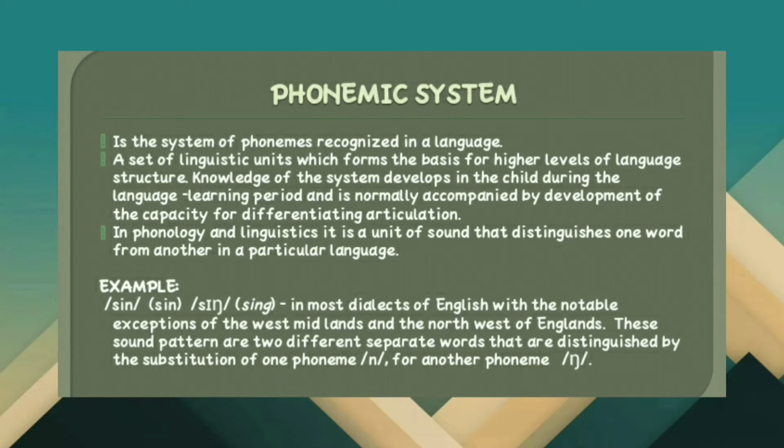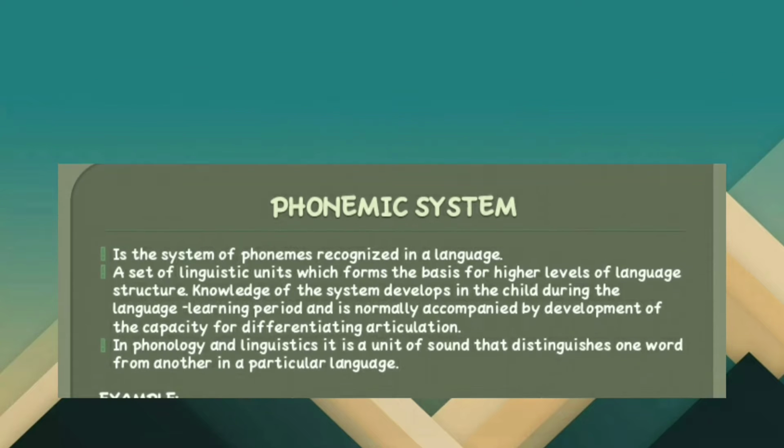In phonology and linguistics, a phoneme is a unit of sound that distinguishes one word from another in a particular language. An example is the word sing, which has different pronunciations in the IPA in most dialects of English, with the notable exceptions of the West Midlands and the Northwest of England. This sound pattern has two different separate words that are distinguished by the substitution of one phoneme, the n, for another phoneme, the ng.